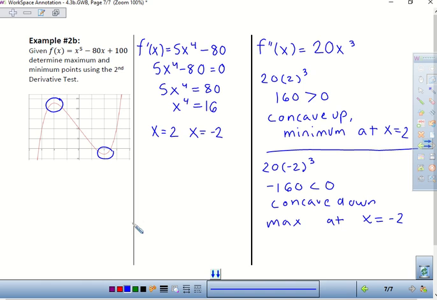Alright, you guys good with this? Yes. Alright, back of the homework. Everything's due tonight, so finish the back of your homework.